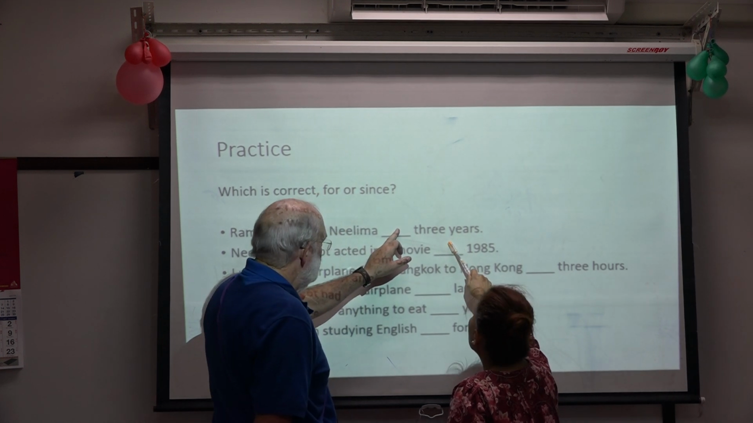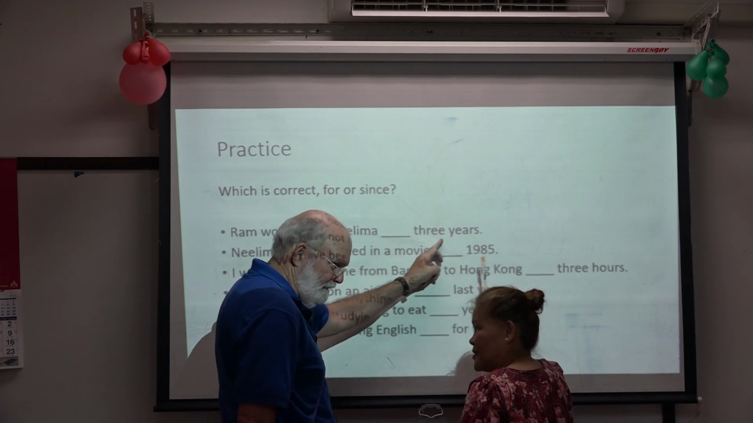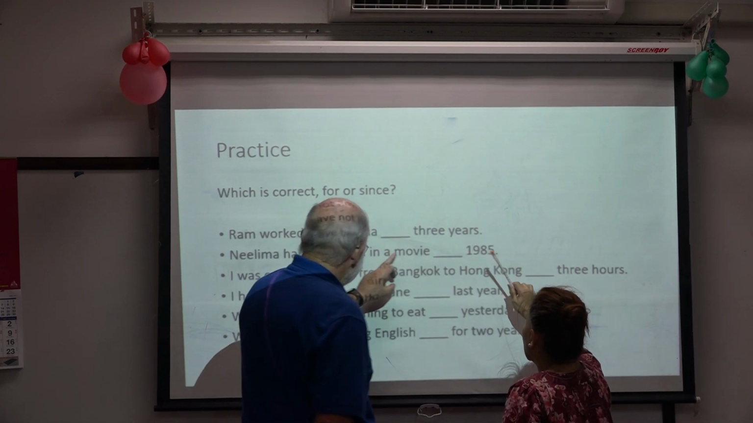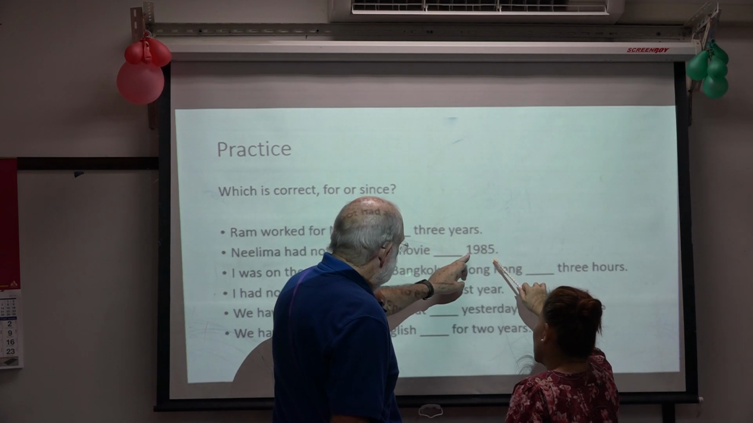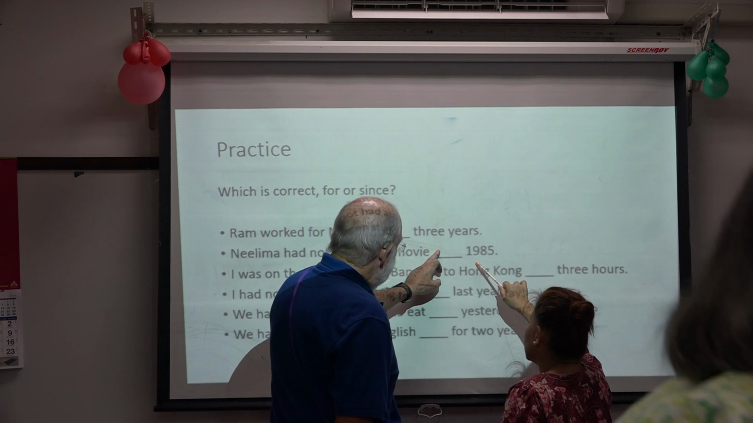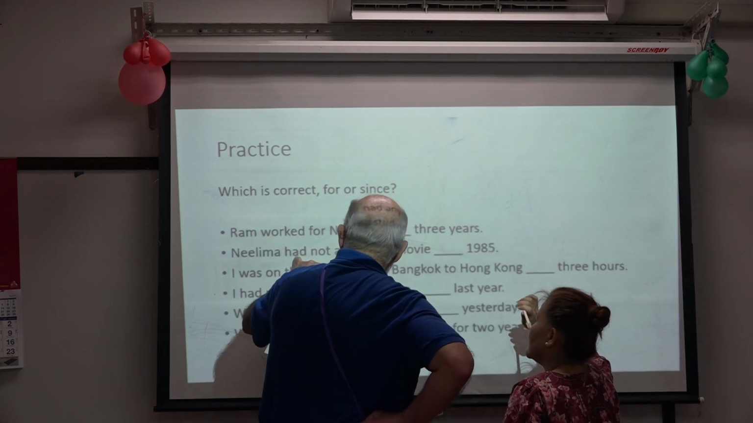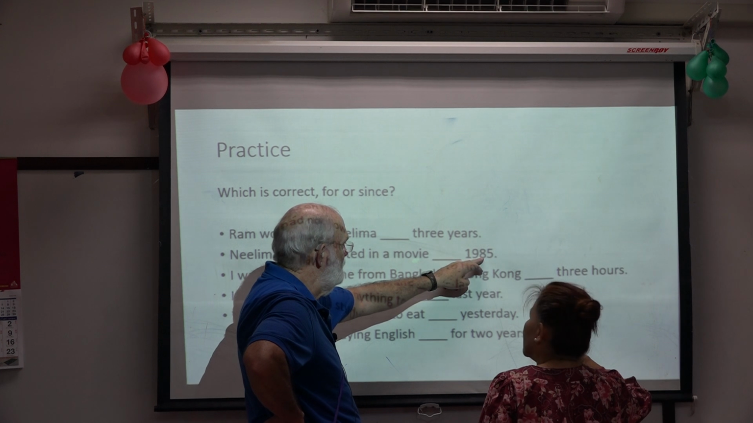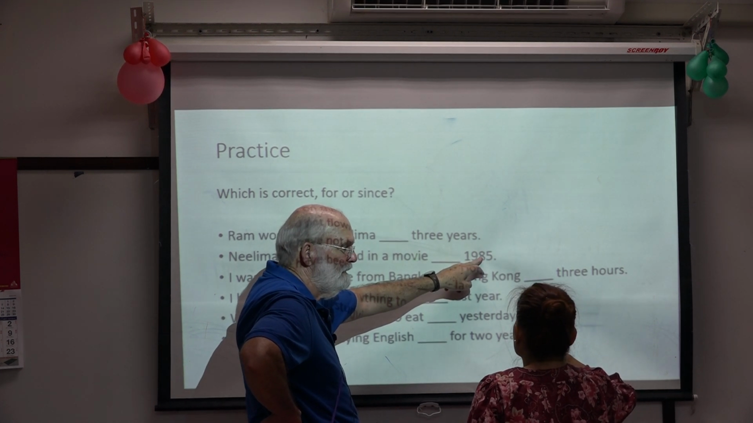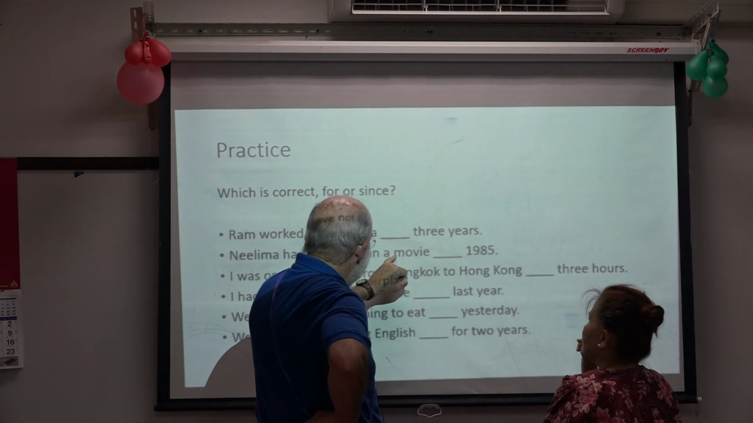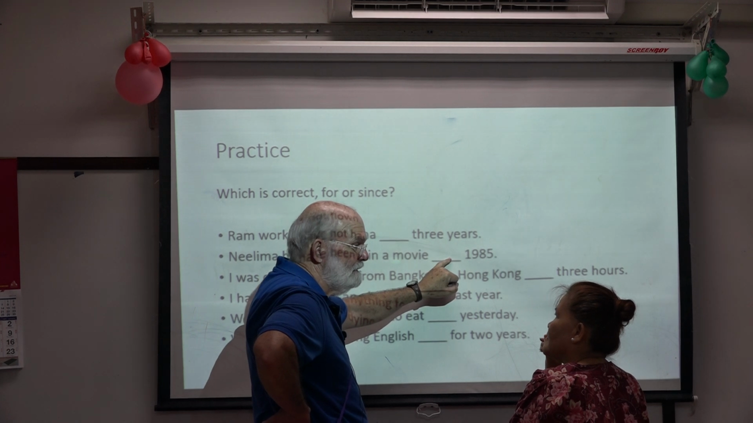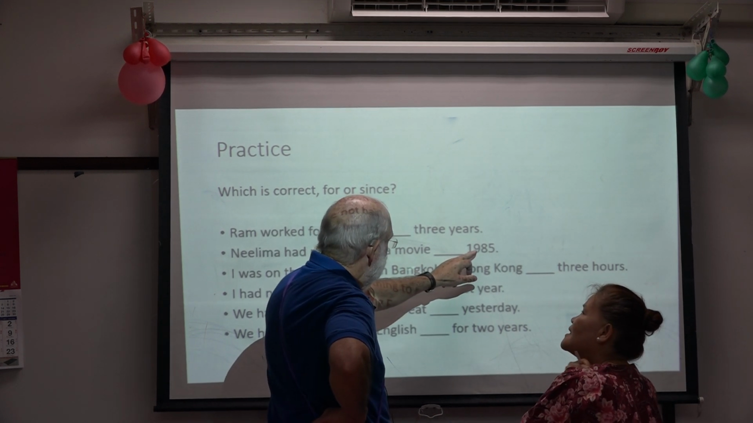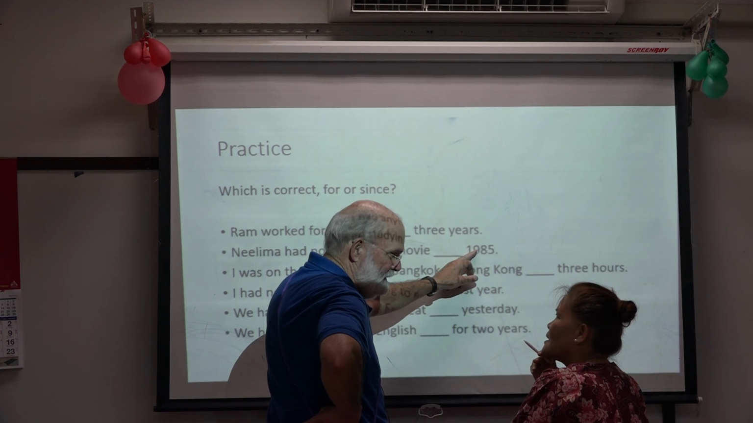Well, let me explain. We put 4 here because we're talking about a specific period of time. And here, we're saying since because we have a beginning. This tells you when she stopped acting. If we said 1985, that would be 34 years between 1985 and today, right? So we could say Malima had not acted in a movie for 34 years, because we're talking about a specific period of time. But here we're talking about when the action began or the action stopped.